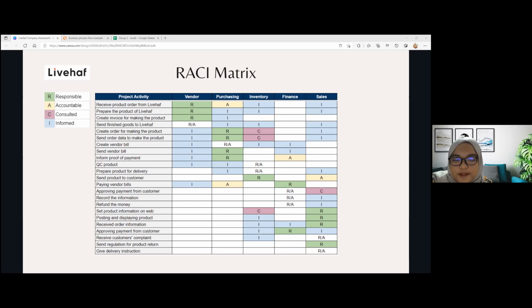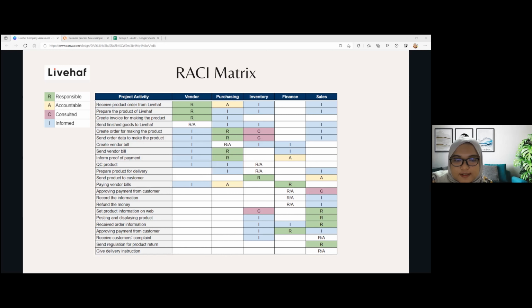Next is send finished good to Livehaf. So this activity means all the product is already prepared and ready to send. The one who is responsible and accountable is the vendor, while purchasing, inventory, and sales will be informed.